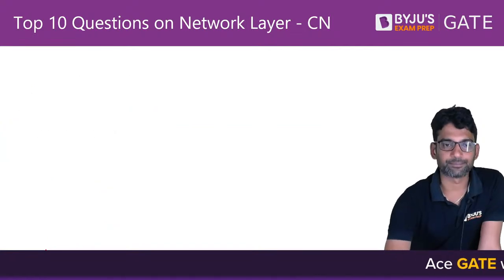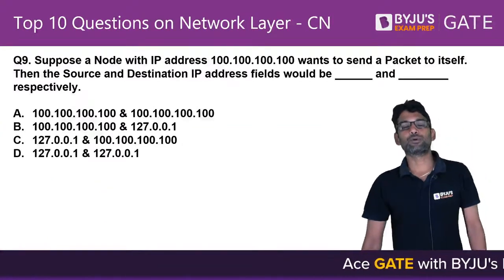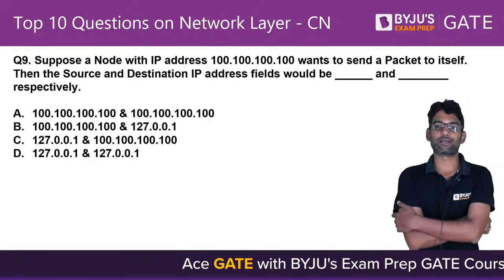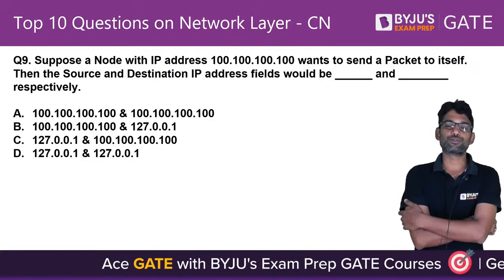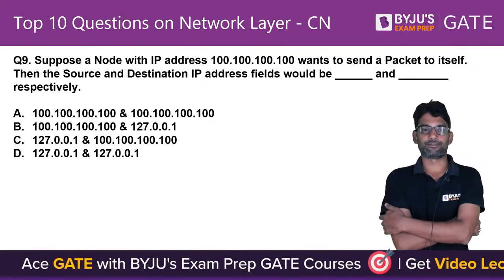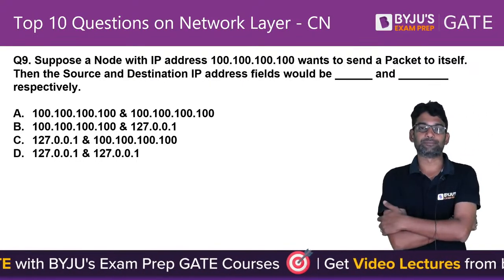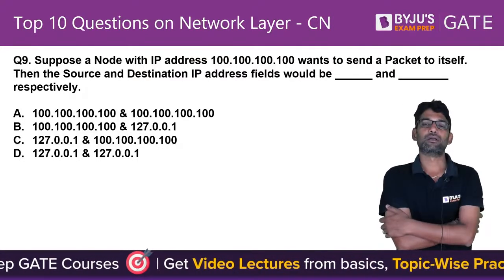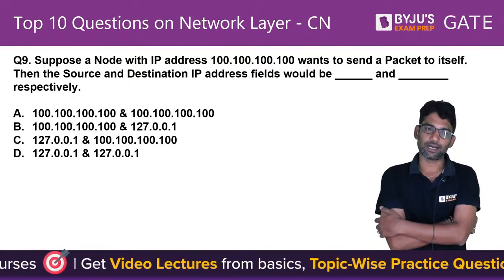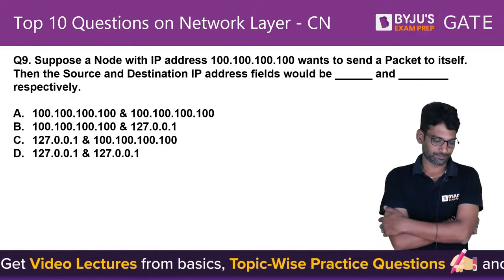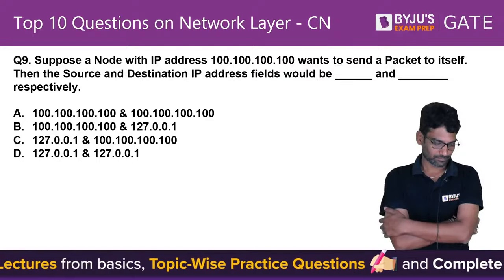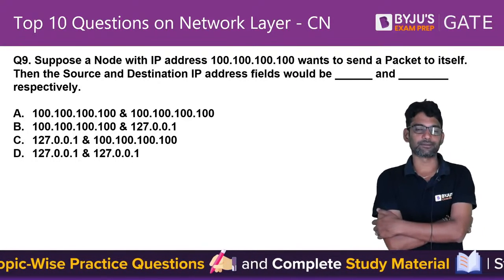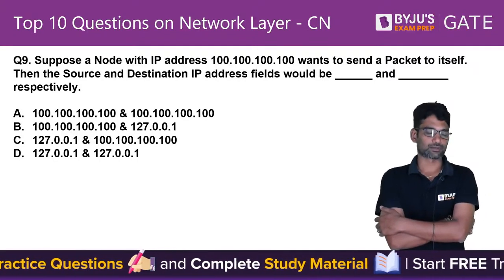Question number 9. Suppose a node with IP address 100.100.100.100 wants to send a packet to itself, self-delivery. Then the source and destination IP address fields would be dash and dash respectively. Yeah, correct, Samskar. Very good. So answer to the question number 9.